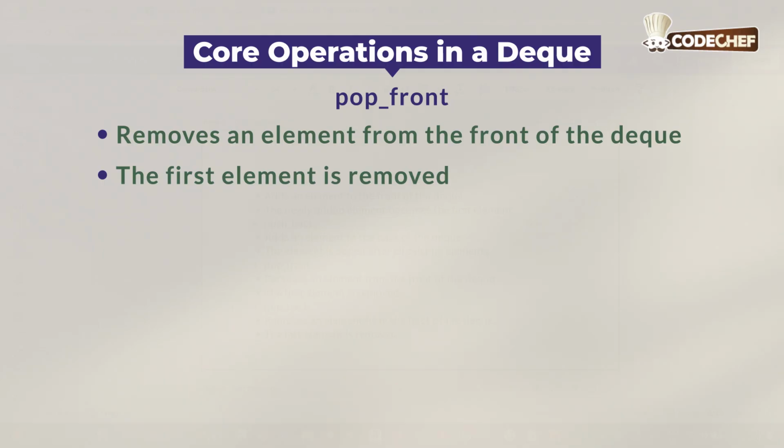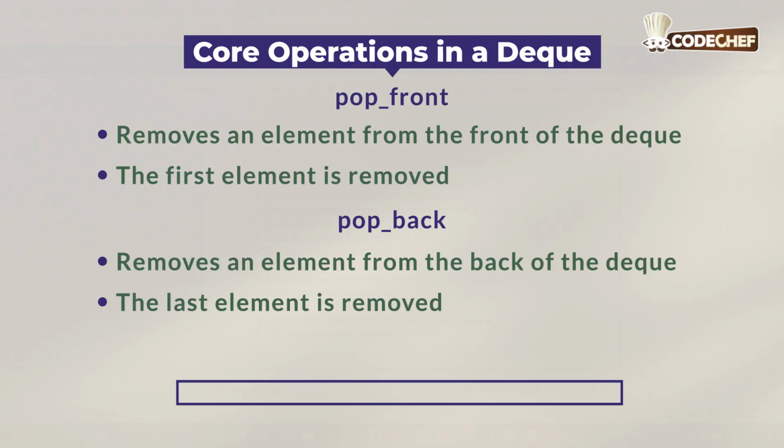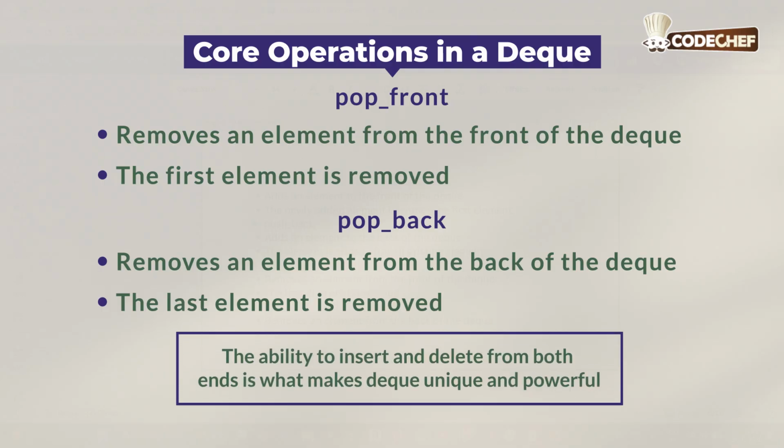Pop front. It removes an element from the front of the Deque. The first element is removed. Pop back. It removes an element from the back of the Deque. The last element is removed. The ability to insert and delete from both ends is what makes Deque unique and powerful.